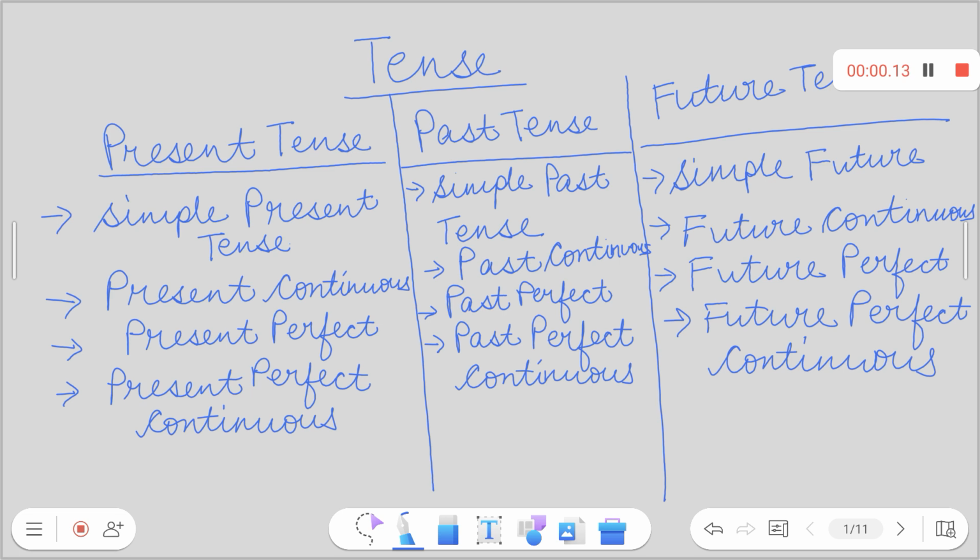Simple present tense, present continuous, present perfect continuous. Here goes simple past tense, past continuous, past perfect continuous tense. In the same way, we can see it's simple future, future continuous, future perfect and future perfect continuous tense. So here we have all the 12 tenses. So now we'll be discussing the first tense, that is simple present tense.